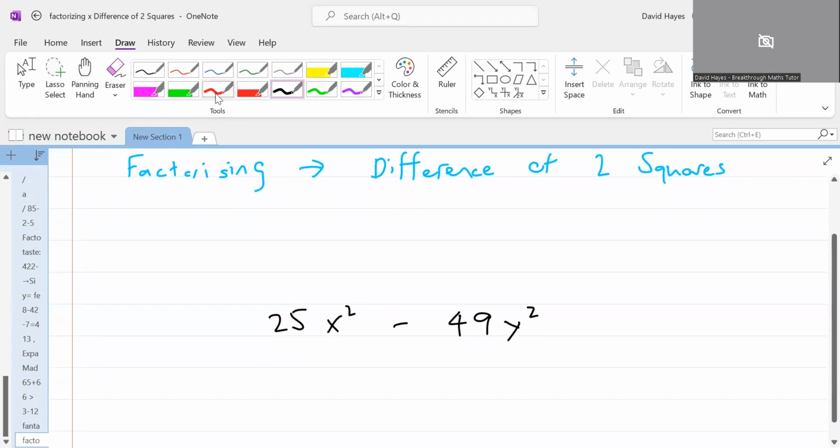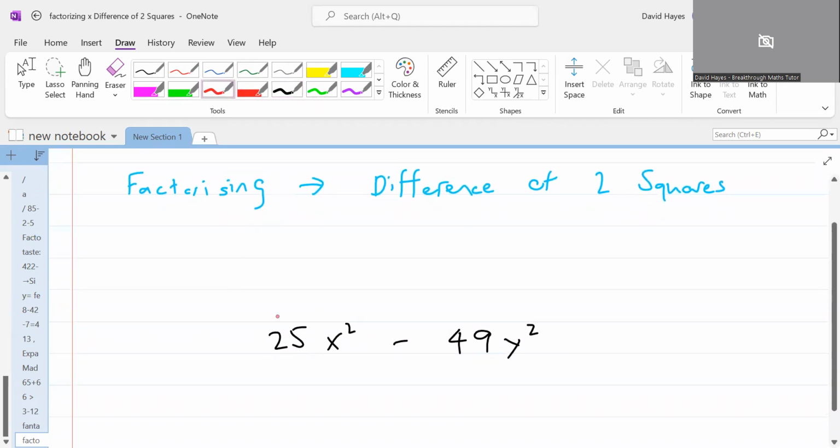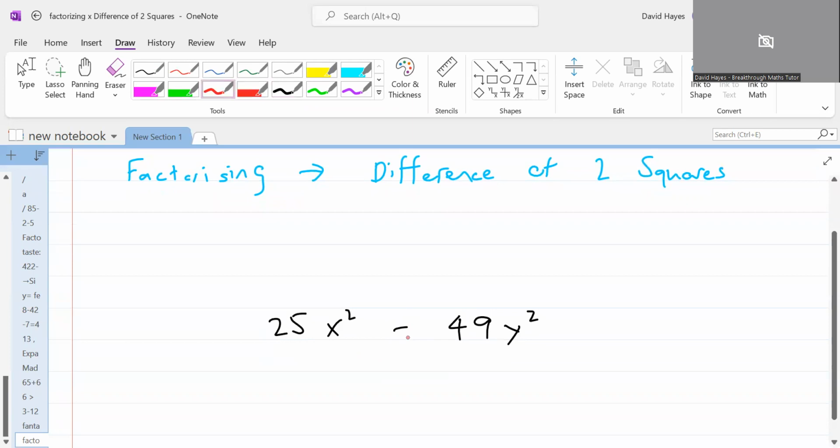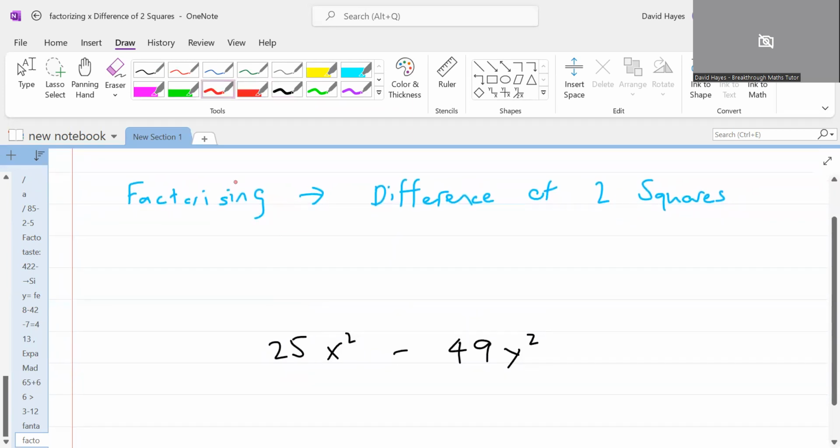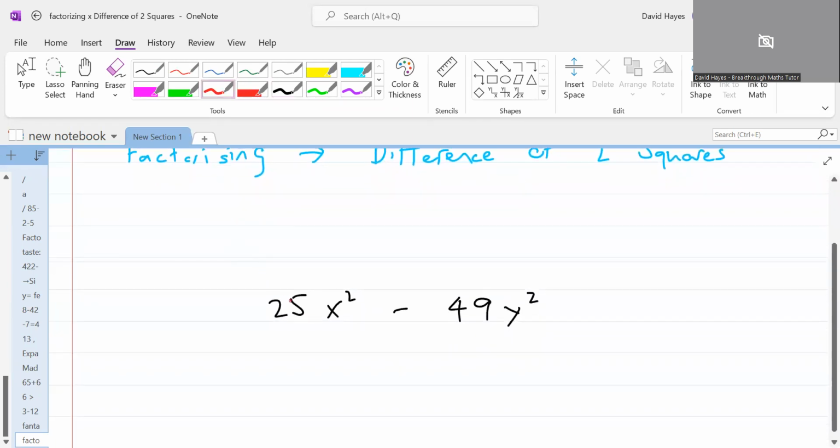Okay. So how do we spot this type of factorizing? There's always going to be just two terms. The two terms are going to look like they're the square of something. I'll show you what I mean by that in a second. And we're always going to have a minus in between the two terms. So then how do we factorize it?